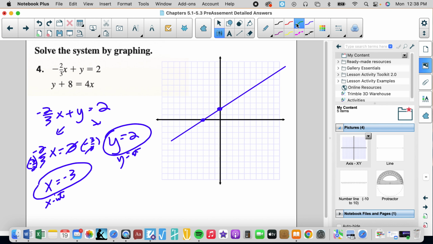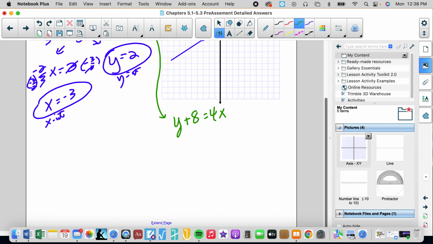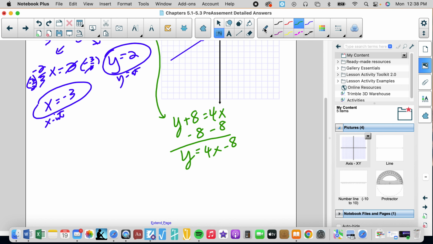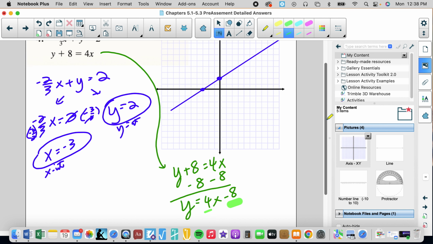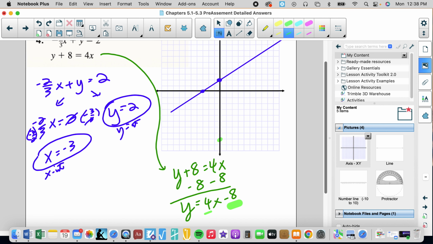So with this equation, first thing that I have to be aware of is it's in neither slope-intercept form nor standard form. So I'm going to isolate y, and that puts it in slope-intercept form. So now I can use the y-intercept and the slope. So the y-intercept is -8, and the slope is 4.